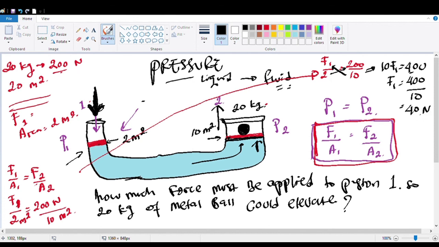So the force that should be applied to this opening is 40 Newton to elevate the ball that has a mass of 20 kilograms. Or you can say you have to apply 40 Newton to this opening to elevate the ball that has a force of 200 Newton. So you only need to exert a 40 Newton force to elevate the 200 Newton force by this hydraulic pressure. So that's all.